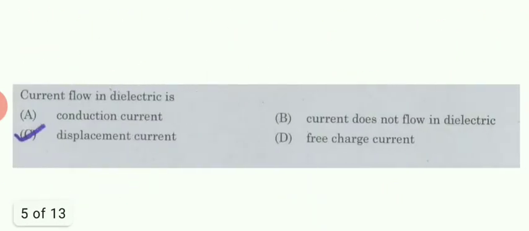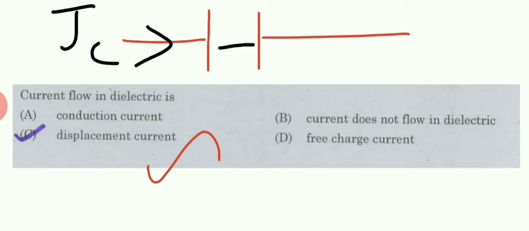Next one, current flow in a dielectric. So it's a very well known Maxwell's concept. Current flow in a dielectric is by displacement current, whereas current flow in a conductor is due to conduction current. See, we remember this concept. In capacitor, up to this, it is a conductor, it is a dielectric. In conductor, it is JC conduction current. In dielectric, it is JD displacement current. If you are having any doubt, please refer my video on Maxwell's equation.